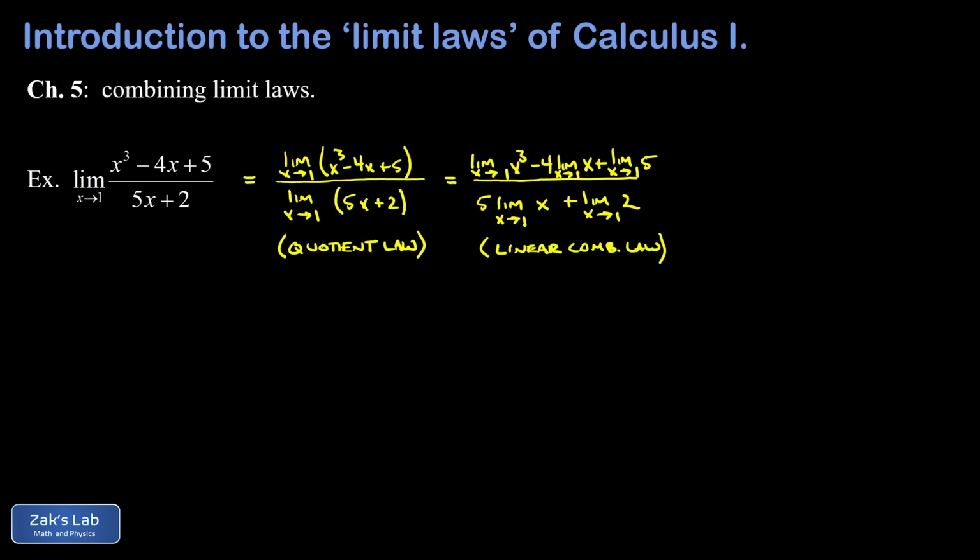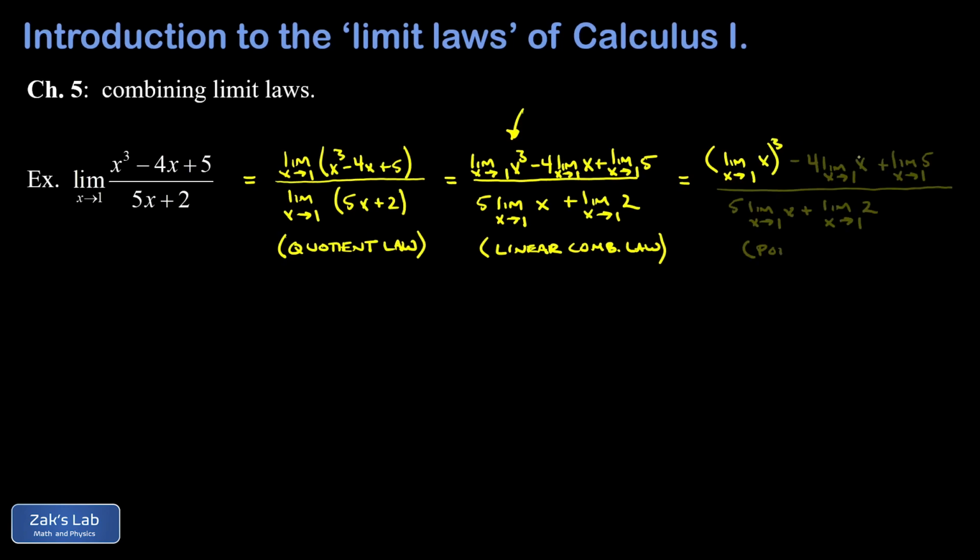Now we're almost ready to evaluate all of these pieces using our first two limit laws about the limit of a constant and the limit of x itself, but we still have this one problematic limit. We have the limit of x cubed, so the limit of a power, and that needs to be written as a power of the limit of x. So that's all we have to do there. The limit of x to a power is the limit of x then raised to a power. And we make a little note that what we used there was our power law.